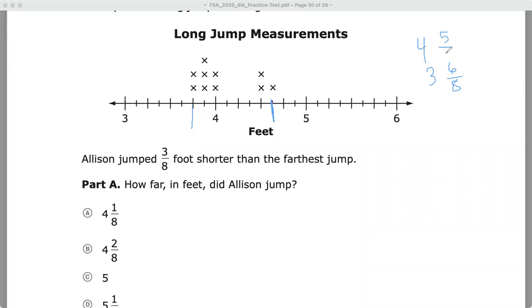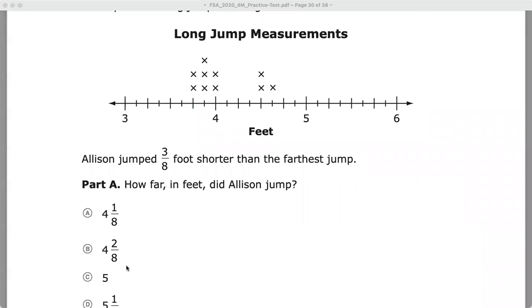And then you could go through, like, borrowing from the 4, this becomes a 3, 8 plus 5 is 13. So 13 minus 6 is 7/8. So that's one way to do it. Or you could just count how many steps it takes you to get from one to the other. 1, 2, 3, 4, 5, 6, 7. And I also got 7/8 that way.